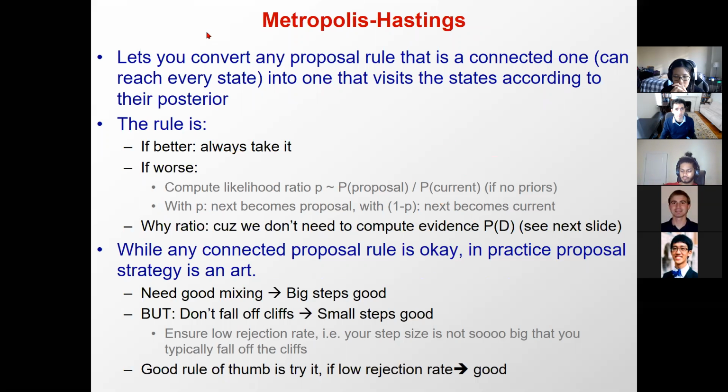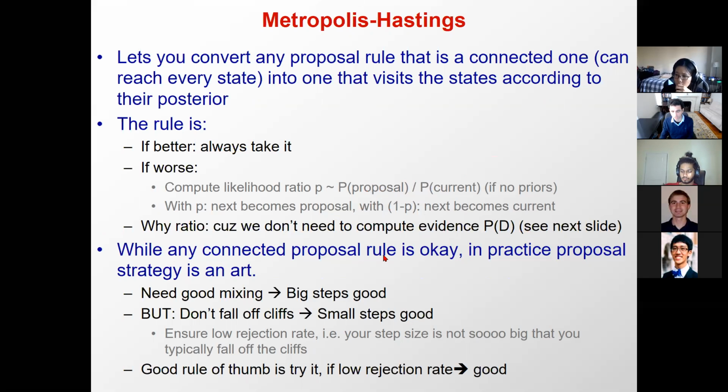So we've talked already about this in Gibbs sampling and other approaches. If you convert any proposal rule that is a connected one into one that visits the states according to their posterior, the rule is: if it's better, always take it. And if it's worse, you compute the likelihood ratio between the probability of the proposal and the probability of the current. And with some probability, the next becomes the proposal, even if it's worse. But that probability depends on that likelihood ratio. The better it is, the more likely you are to pick it, even if it's not the best one. And we use the ratio because we don't need to compute the evidence, P of D, and that's why we only focus on the ratio.